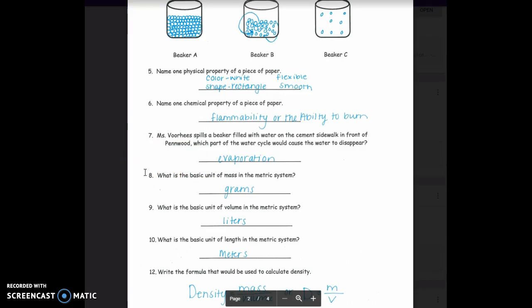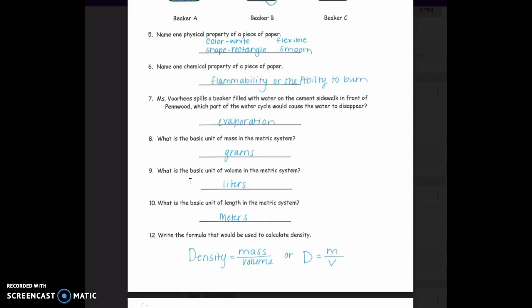Number 8, what is the basic unit of mass in the metric system? Grams. So when we talk about mass, we talk about grams. What is the basic unit of volume in the metric system? So when we talk about volume, we're going to talk about liters. Volume has a lot to do with water, so you would say liters. Number 10, what is the basic unit of length in the metric system? Meters. So mass equals grams, volume equals liters, length equals meters. All right, so it's grams, liters, meters.